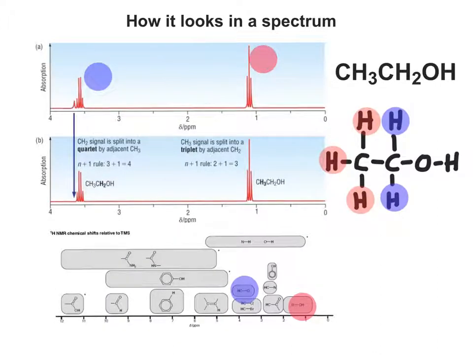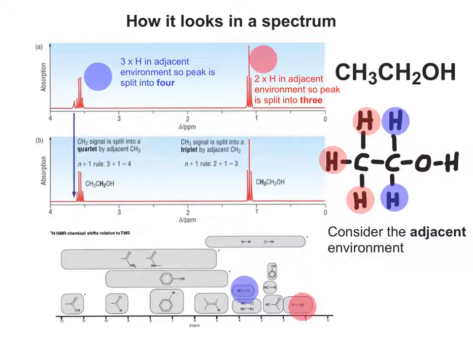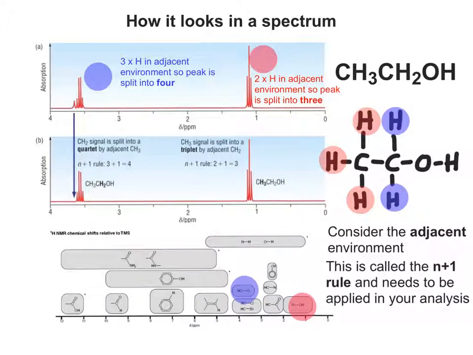So what you have to do is consider the environment adjacent. What happens is that the peak is split into the number of protons in the adjacent environment plus 1. So we call this the n plus 1 rule, and it needs to be applied in your analysis.